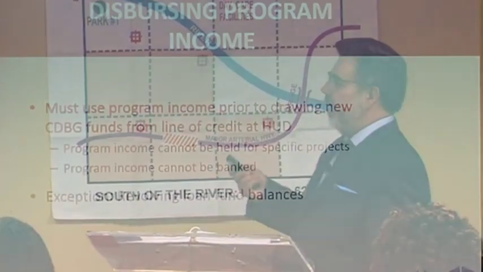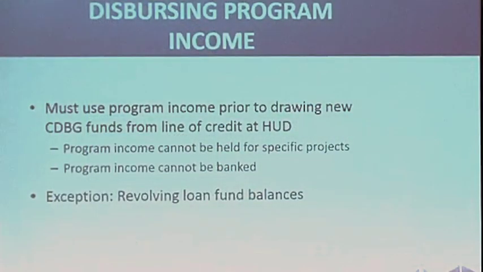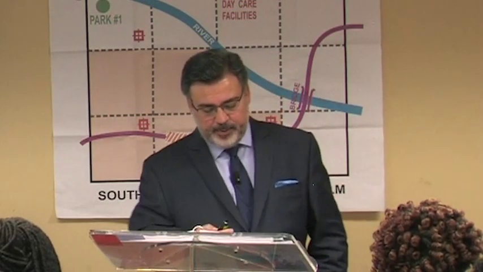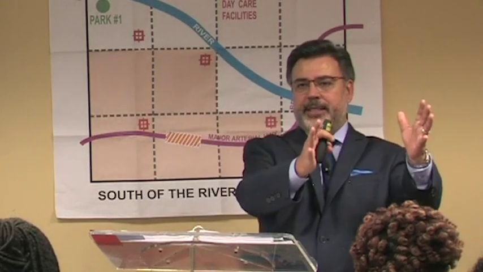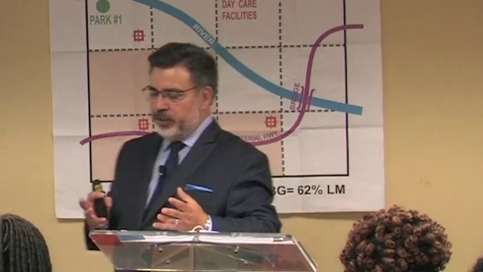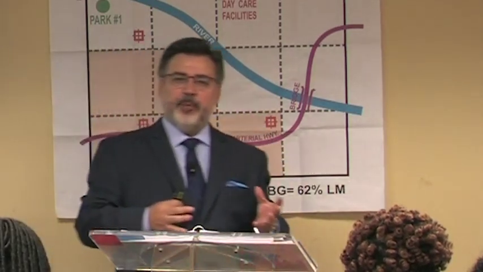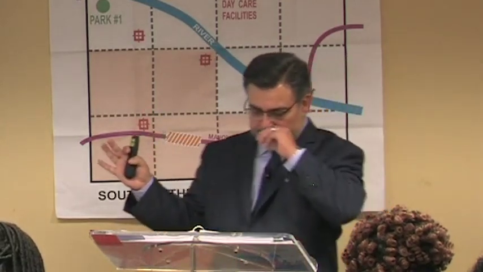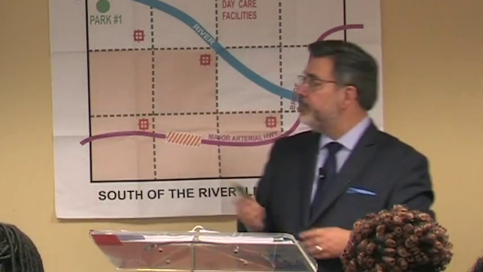So here's a slide. We must use PI prior to drawing new CDBG funds from the line of credit at HUD. You cannot hold your PI for any specific type of project and say, I'm going to bank this here because I want to use it for this particular use. If that's your intention, you should be setting up a revolving loan account, okay? And we'll talk about revolving loans in a couple of slides.